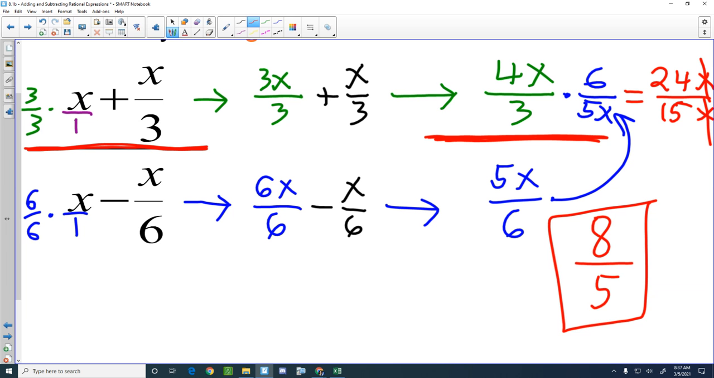Anybody have a question on any of these steps where you just weren't sure why I did something, or like where did that 6 come from, or how did you get that 5x? Anything like that at all? I want to make sure that you've got these steps down in your notebook and that you understand what's going on.